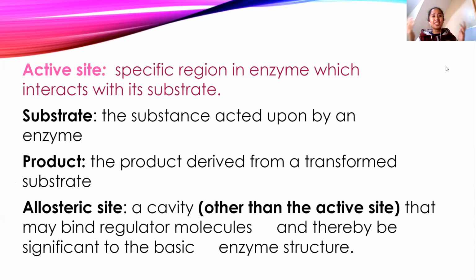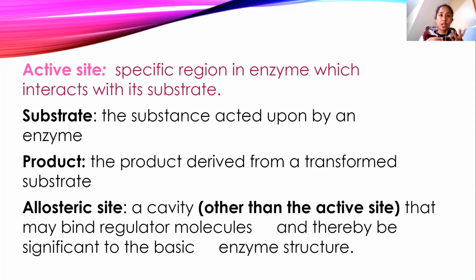Here are just a few definitions. Most probably, the definitions in your module are better, so you can go with those, but we will define a few things. Active site: the part of your enzyme which interacts with its substrate. It's a hollow area, a three-dimensional site where your substrate attaches to your enzyme. Next, substrate. Substrates are substances acted upon by an enzyme.